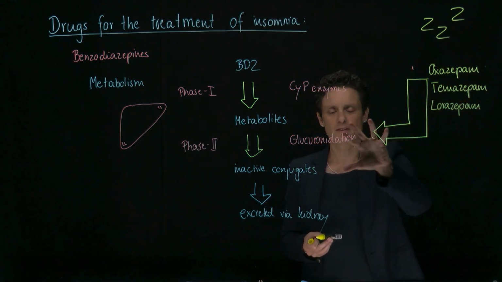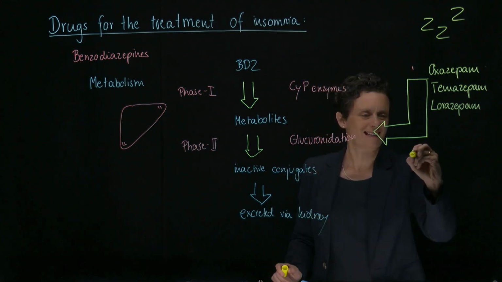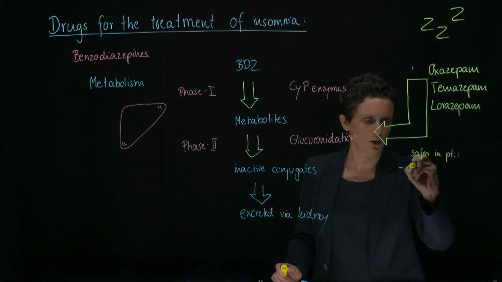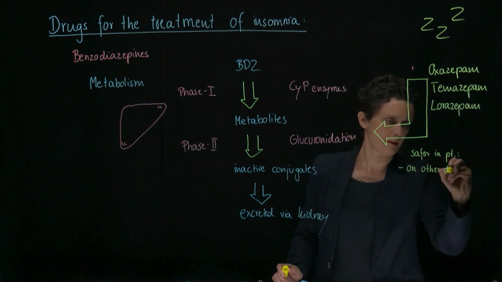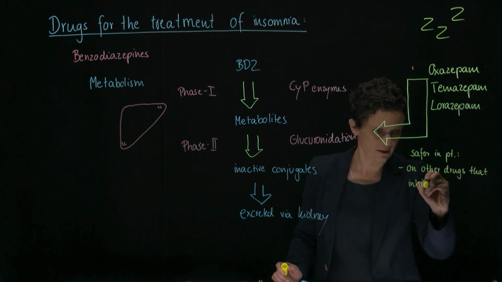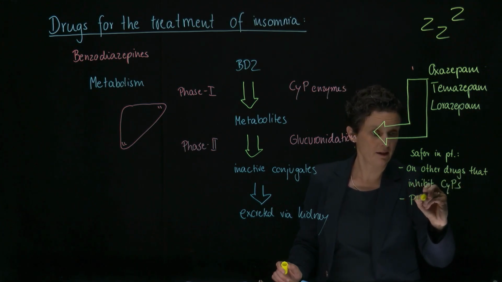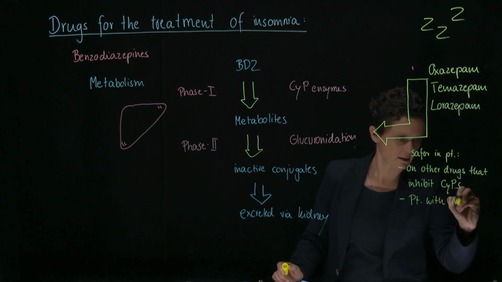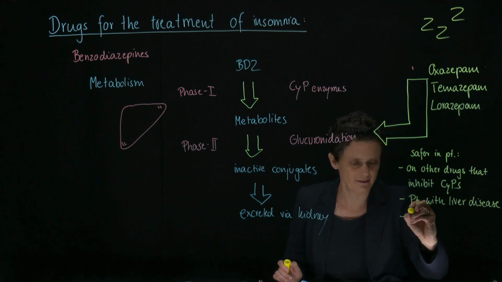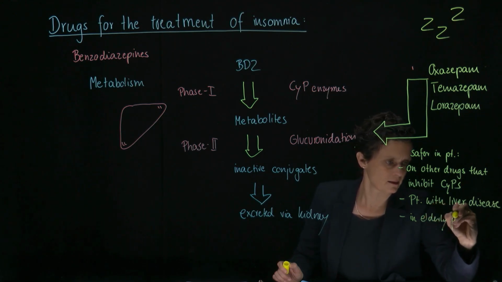Well, they skip phase 1, and that means they are not going to be metabolized by CYP enzymes. So let's write: safer in patients on other drugs that inhibit CYP so that you don't have any interactions. Safer in patients with liver disease and in elderly patients, because they also have at one point declining liver function.